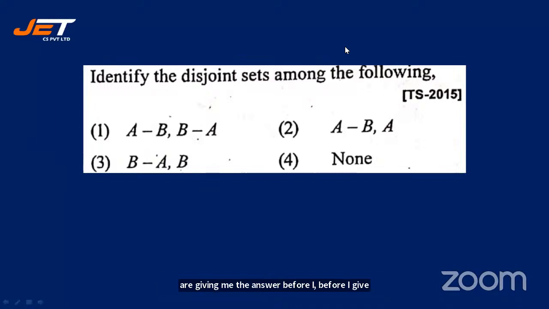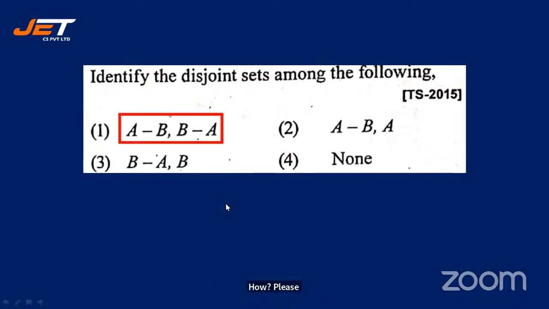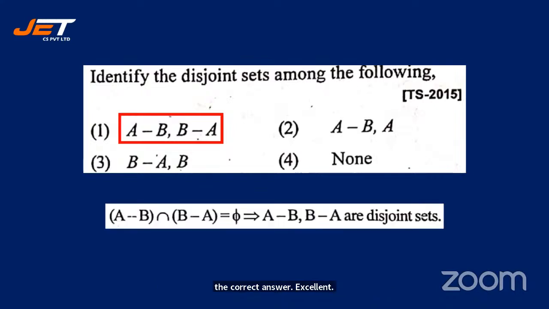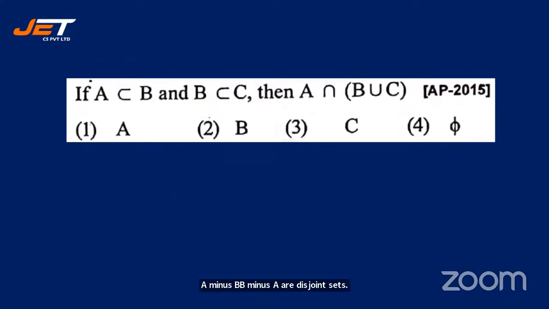Yes, Shiva, please check your answer. Monica, Gayatri, Navneet, Sandhya, everybody is giving me one option, which is right. Vishwanath, check your answer. Harika, please check your answer. Almost all are giving me the correct answer as 1. Excellent. How? We have a formula. A minus B intersection B minus A is a null set, which implies A minus B, B minus A are disjoint sets. All right? Yes, see the next question.